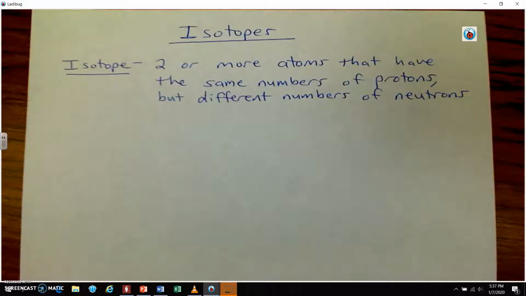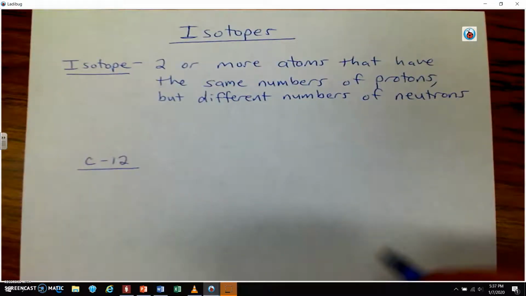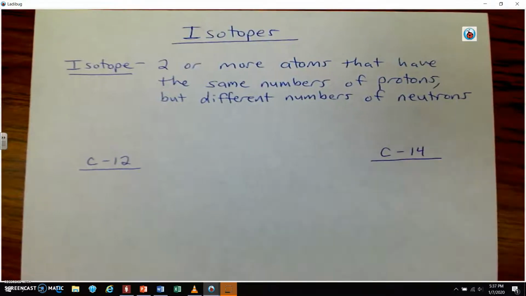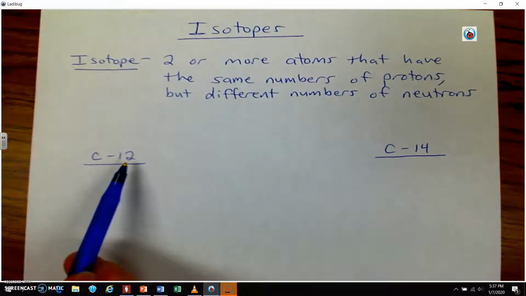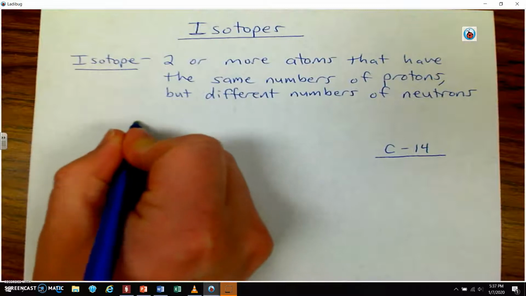So to illustrate this, let's draw two different atoms. And a good example for isotopes is carbon. So we're going to show one atom of something called carbon-12, and then another atom of carbon-14. And if you recall from the vocabulary, this number represents something called the mass number. That's the protons plus neutrons. So we're going to draw an arrow to show that this represents mass number.